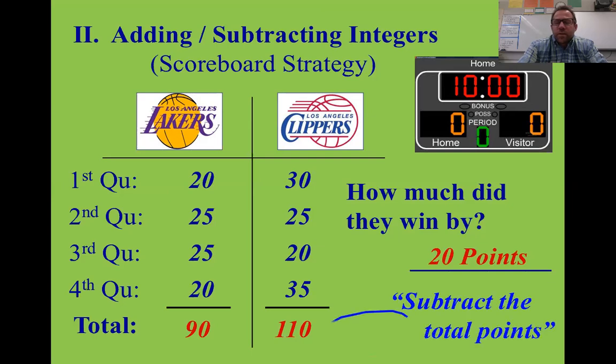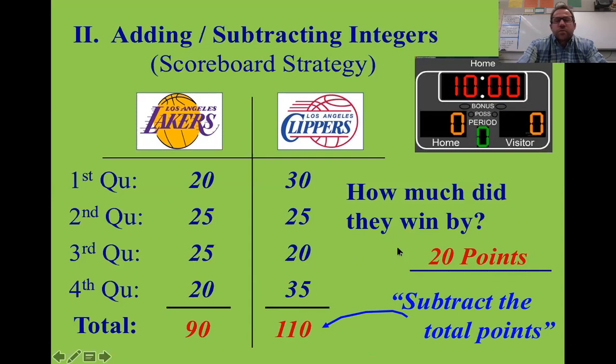How did we get that? We subtracted. Okay, now what in the world does this have to do with adding and subtracting integers? Well, I'm going to show you. It's called the scoreboard strategy. Just remember what we just did: we added up all these points, figured out who won the game, and then subtracted to find out how much they won by.